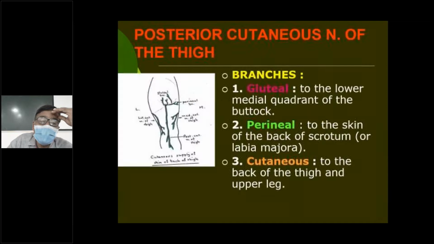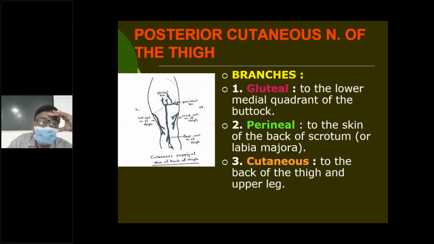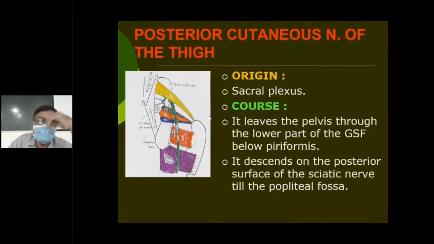Now look at that. Of course, it is also a branch of the sacral plexus. It also comes out through the greater sciatic foramen below piriformis. It descends on the same muscles as the sciatic nerve, and it goes all the way up to the popliteal fossa. The popliteal fossa is a depression behind the knee joint, comparable to the cubital fossa of the upper limb. So the posterior cutaneous nerve of the thigh descends deep to the deep fascia, deep to the fascia lata, all the way up to the popliteal fossa. But what does it do in the gluteal region? That is what is necessary for us.